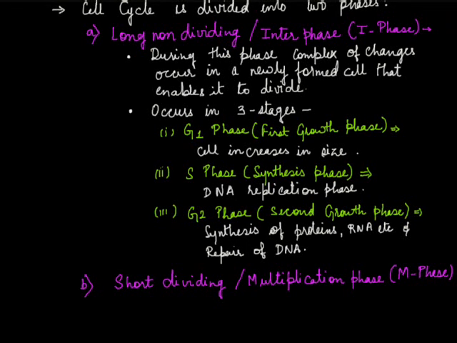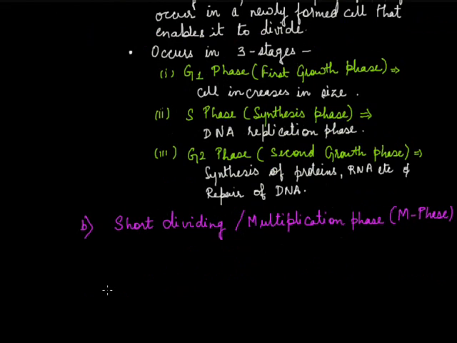And these 23 hours are divided into three different phases. That is, G1 phase requires approximately 12 hours, S phase requires approximately 6 to 8 hours, and G2 phase approximately 3 to 4 hours. Now we'll see that the multiplication phase, during which the cell actually divides into the daughter cells, is also divided into two parts.